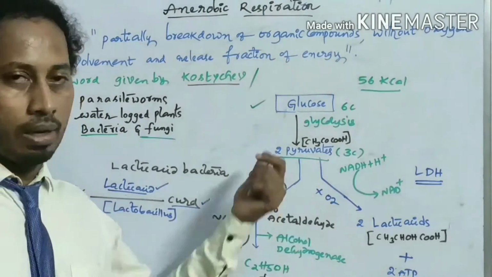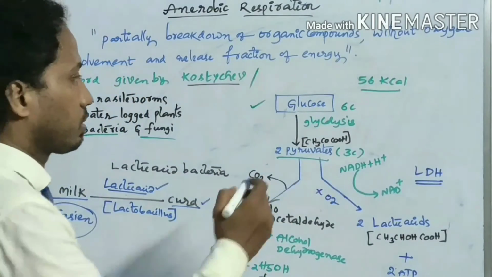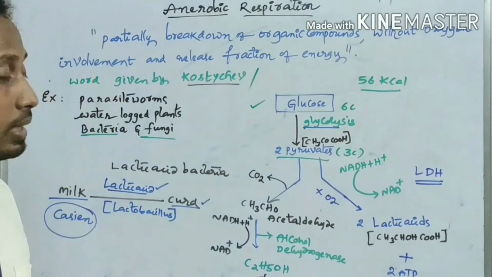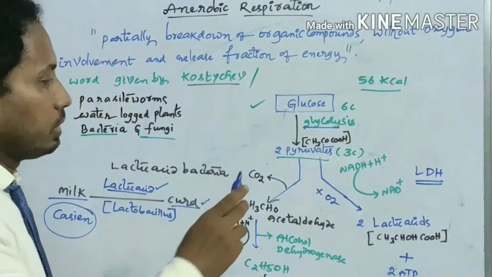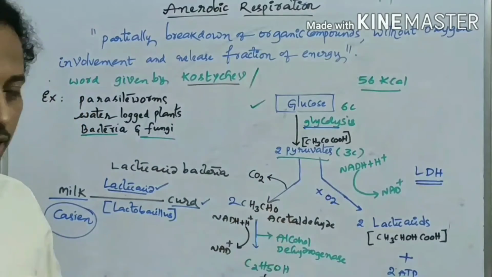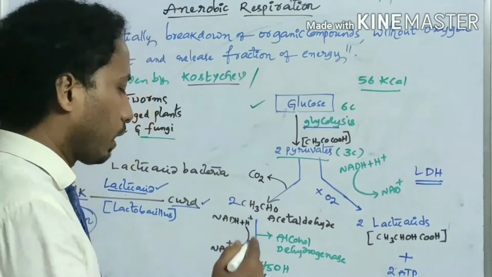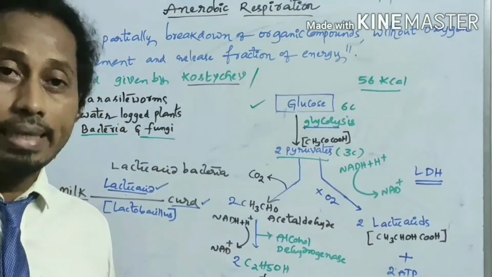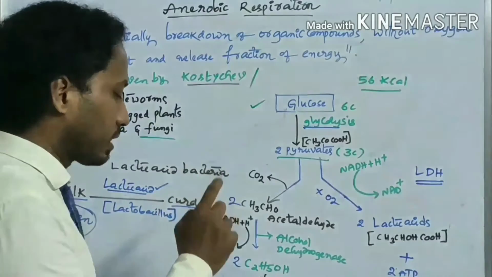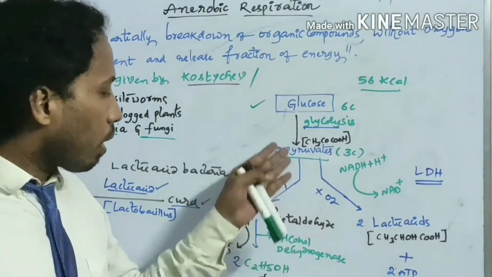If you talk about the mechanism of anaerobic respiration, firstly glucose becomes pyruvate by glycolysis, resulting in 2 pyruvates, a 3-carbon compound. From there, the 2 pyruvates become 2 acetaldehydes by decarboxylation, and then the 2 acetaldehydes become 2 alcohols in the presence of alcohol dehydrogenase enzyme, by taking up H plus from NADH plus H plus. This is one type of fermentation.